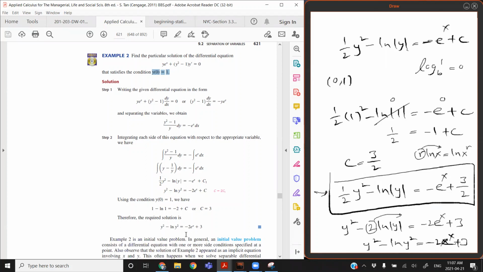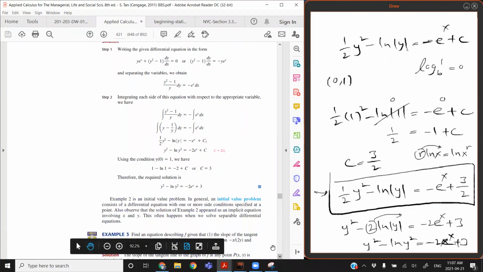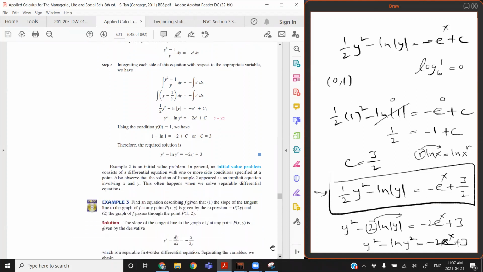Are we good? Any questions? So that was an example of an initial value problem. That is, you have a differential equation. You would be able to separate the variables and get the general solution, and in your general solution there will be some c. Since you have 1 point from the curve, you can plug in the values for x and y and figure out what c should be. That makes it an initial value problem.